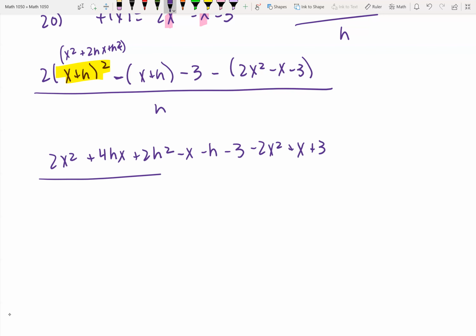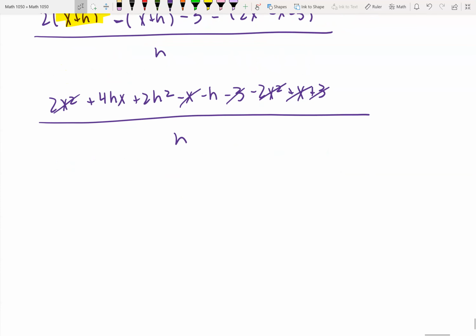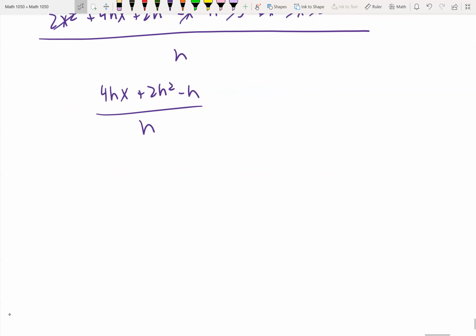See how I wrote the whole line all over h. 2x squared minus 2x squared, 3 minus 3, x minus x. So now I have 4hx plus 2h squared minus h, over h. Everything has an h. So take an h out of everything, and I have 4x plus 2h minus 1, and I'm done. Okay, that was 20. Here is 21.